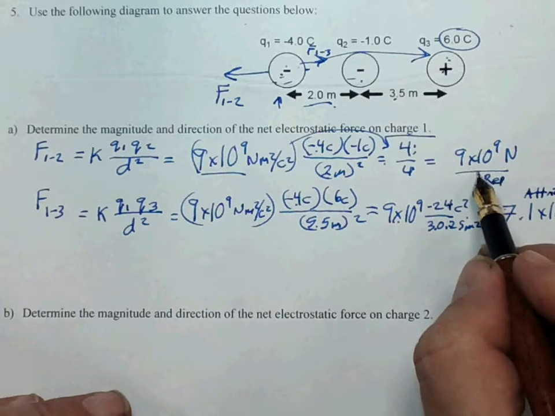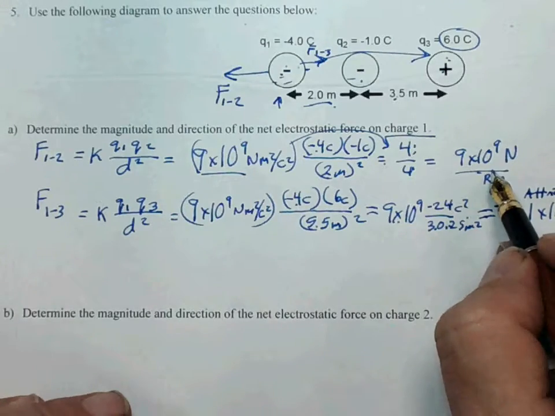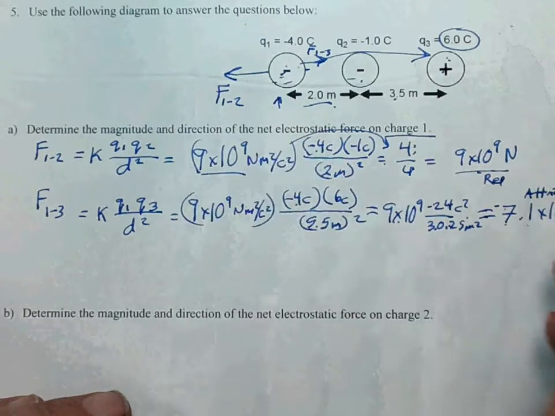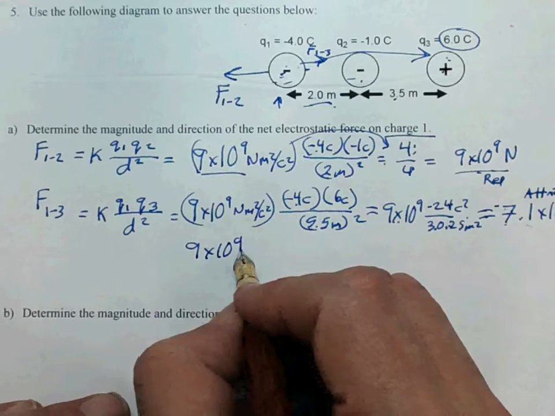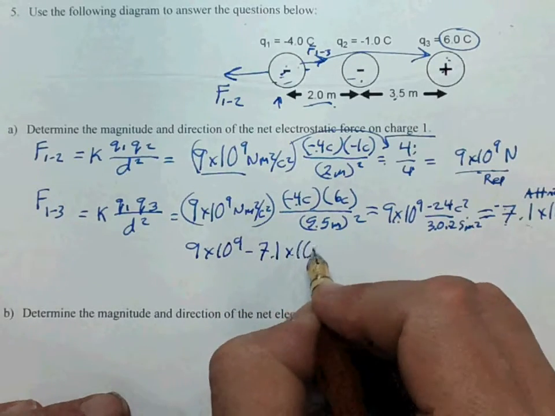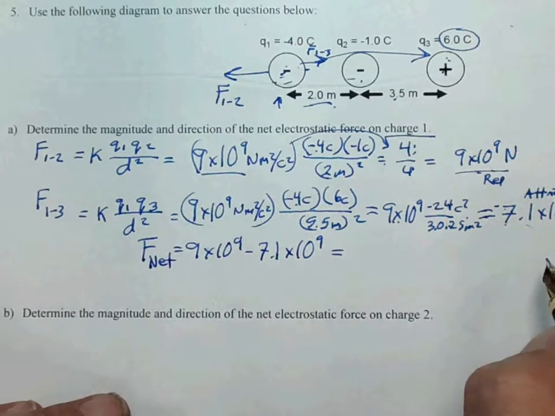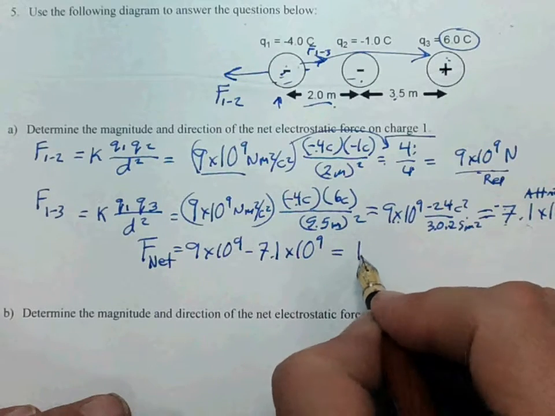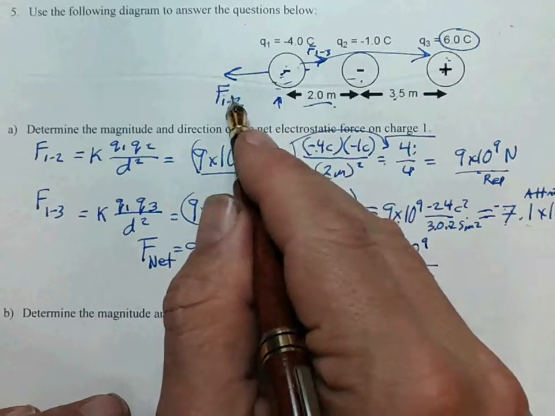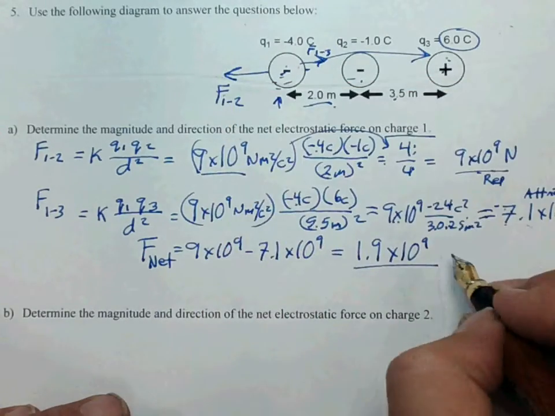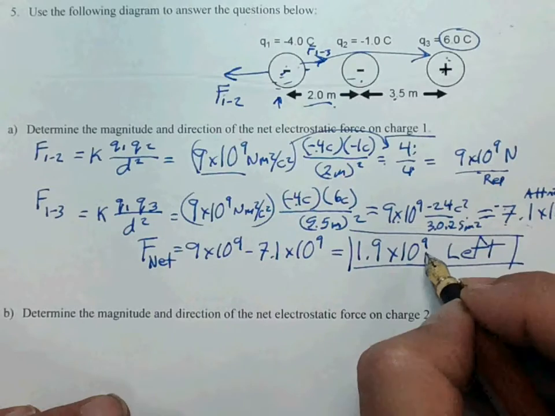Which one is going to win? The repulsive, 9 times 10 to the 9th. The attractive, 7 times 10 to the 9th. The repulsive force is going to win, which means this is going to be pushed to the right. So we can subtract these two. 9 times 10 to the 9th minus 7.1 times 10 to the 9th. And the net force, F net, is going to be equal to 1.9 times 10 to the 9 for a magnitude. And which direction is that going to be? It's repulsive, so it's going to be going that way. So we'll say that's to the left. Units there are newtons.